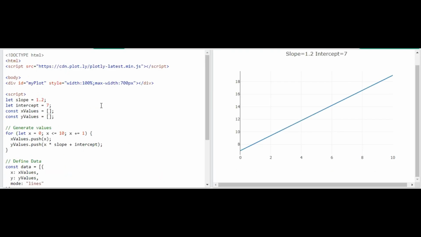Here is the output of the program. This has slope 1.2, and this is the intercept that we have, 7. See, from here we have the intercept of 7.